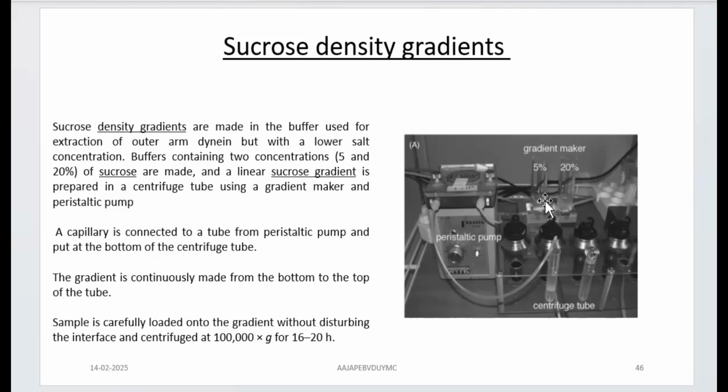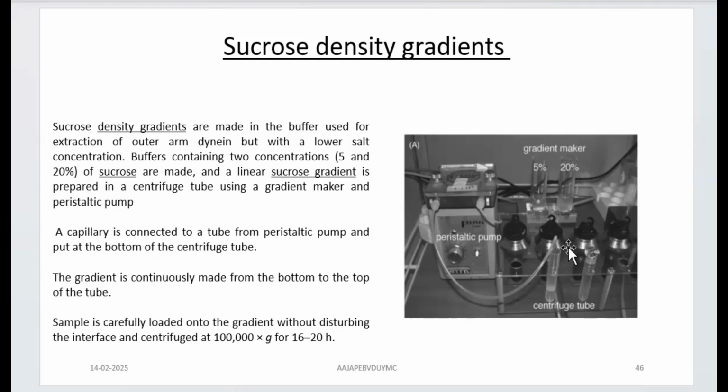These are the two tubes which are holding sucrose solutions, right? Now this is the pump, a peristaltic pump, which is going to pressure out, or by pressure pump out, the solution in 5% and the solution in 20%. The solution is going to get pumped out and is going to fill the centrifuge tube to develop the gradient.